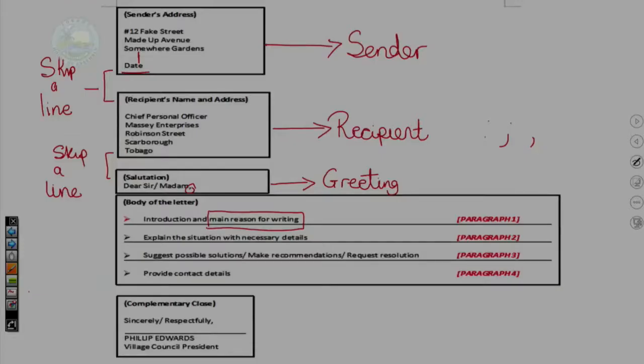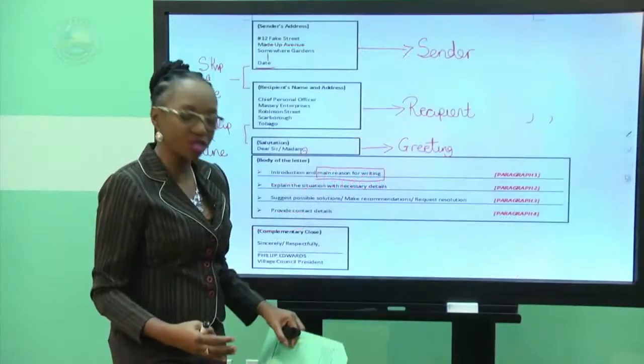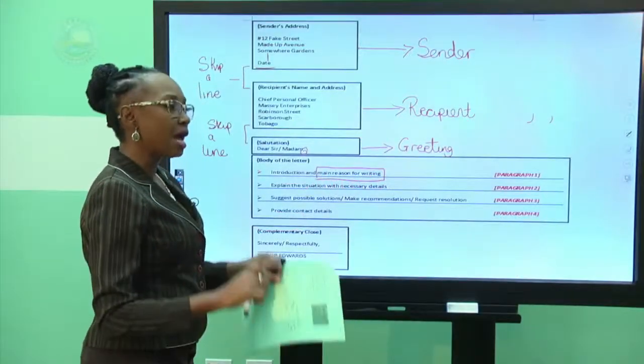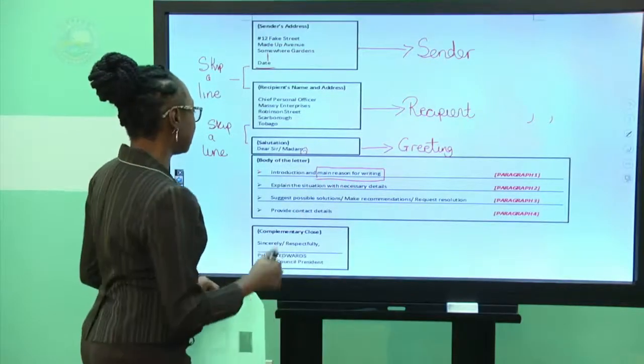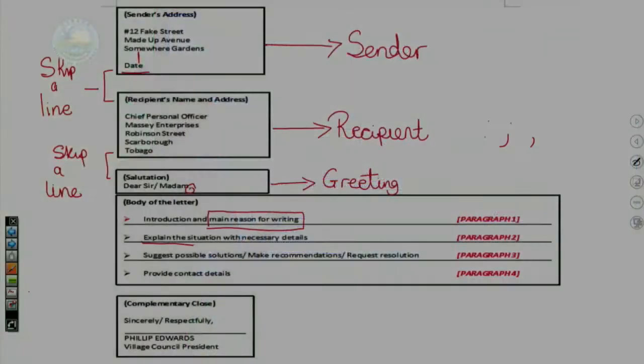After you've indicated your reason for writing, you want to be able to explain the situation with necessary details. The situation that you explain, again, will depend on the purpose for writing the letter. But you want to have that kind of content, that kind of structure, a paragraph that explains the situation. Explain the situation and provide necessary details.